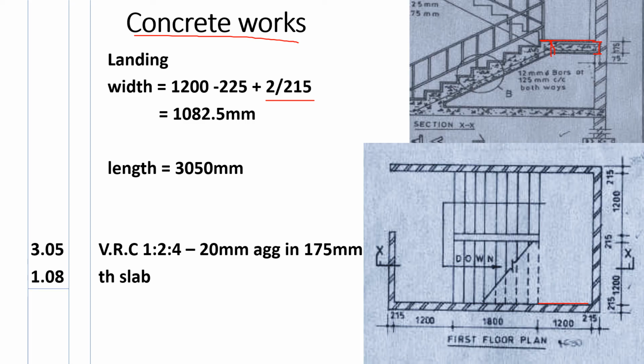Now let's go to the length. The length is this entire length, which is 3050 millimeters. Now, for us to book that one, it will be the length 3.05 by 1.08, and then we say VRC 1:2:4 in 20 millimeters aggregate in 175 millimeters thick slab. So that is how we book the concrete in the landing.